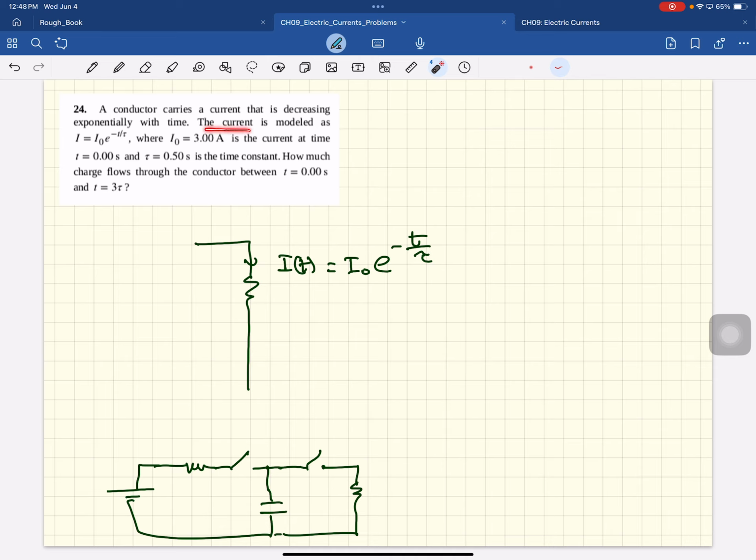So the current is modeled like that. I naught is 3 amps, so the initial current is 3 amps. And time constant is 0.5 seconds. So after 0.5 seconds, it's 35% of the original current. After another 0.5 seconds, it's 35% of the remaining current, and so on. How much charge flows through the conductor between t equal to 0 seconds and t equal to 3 tau?